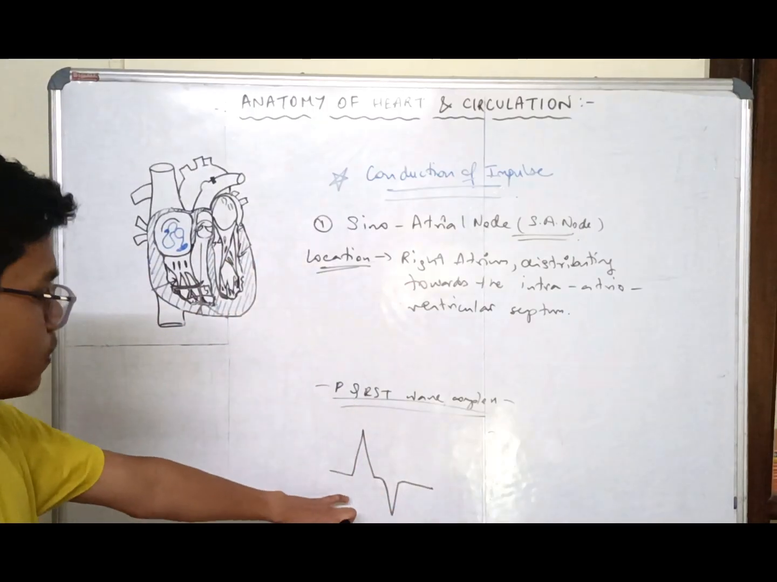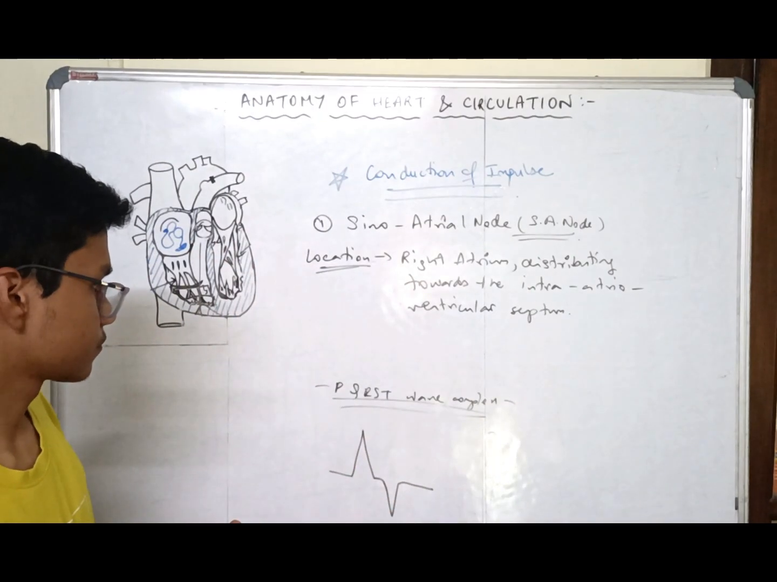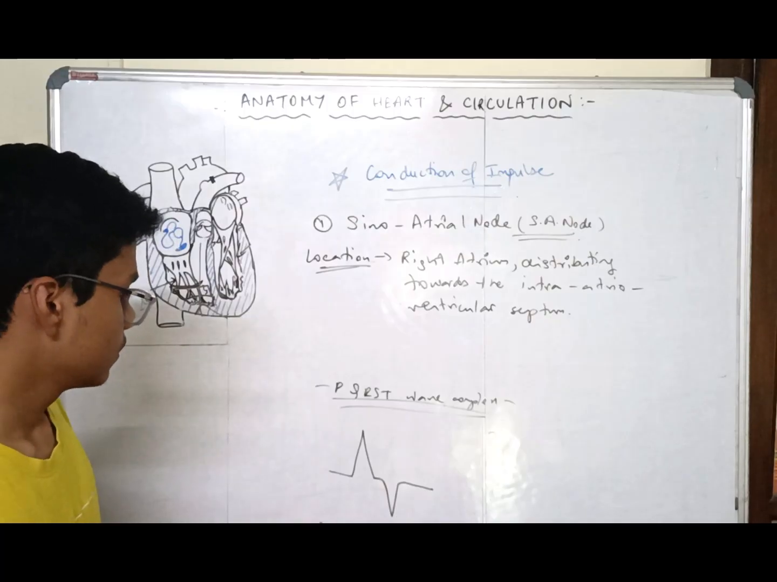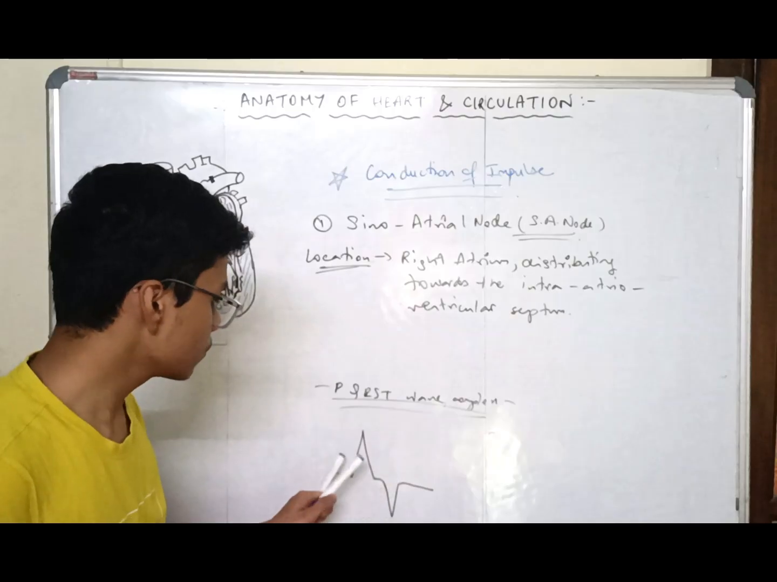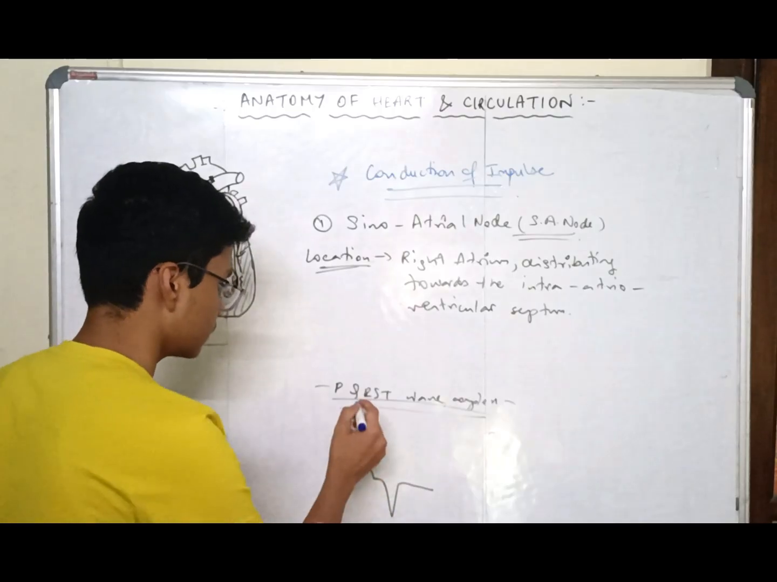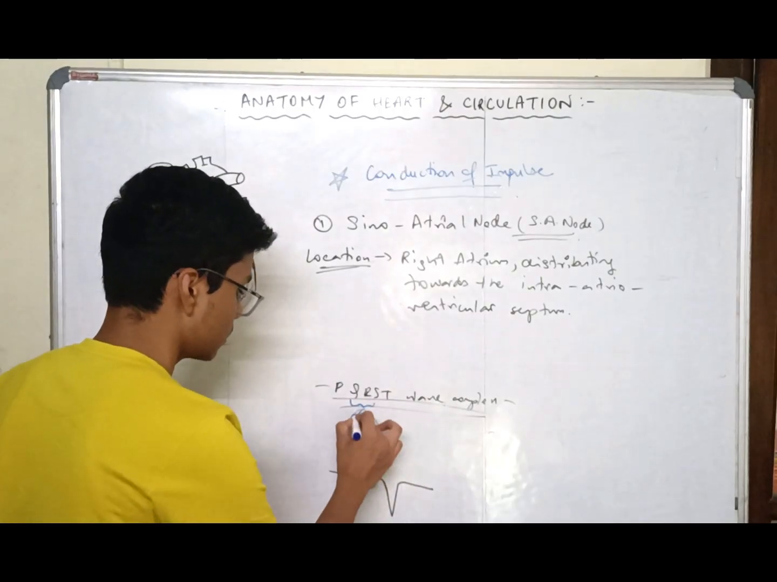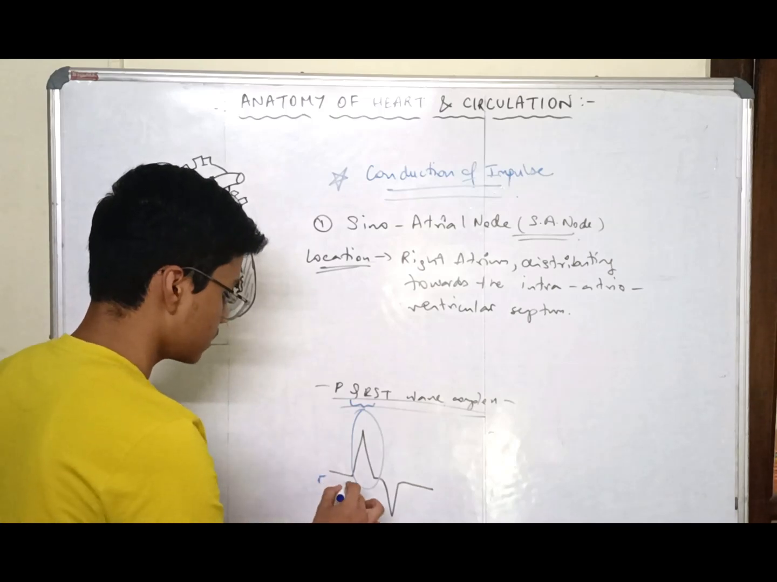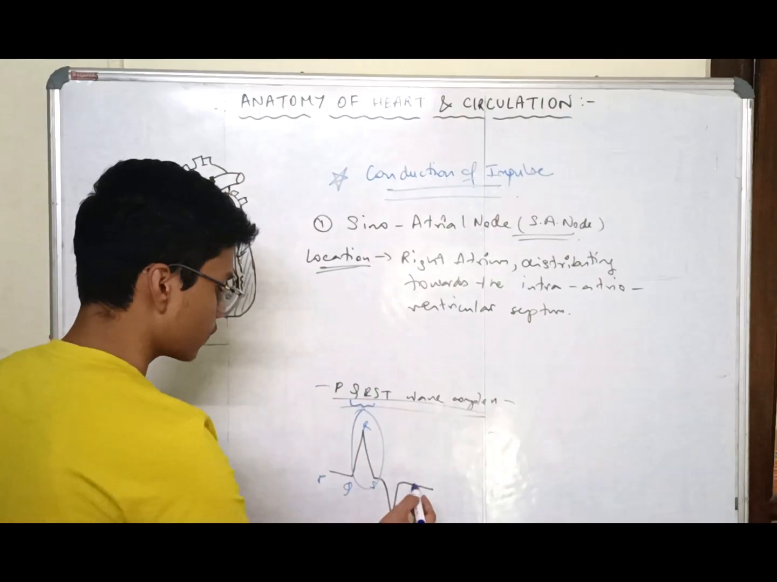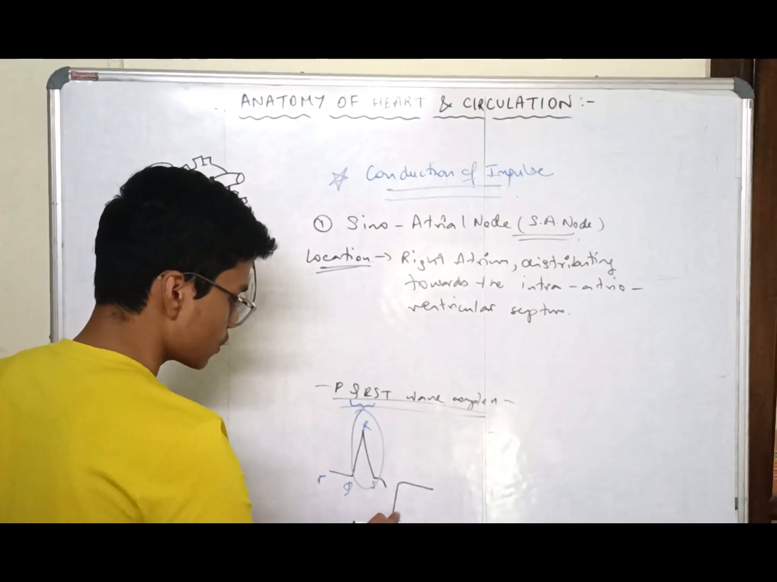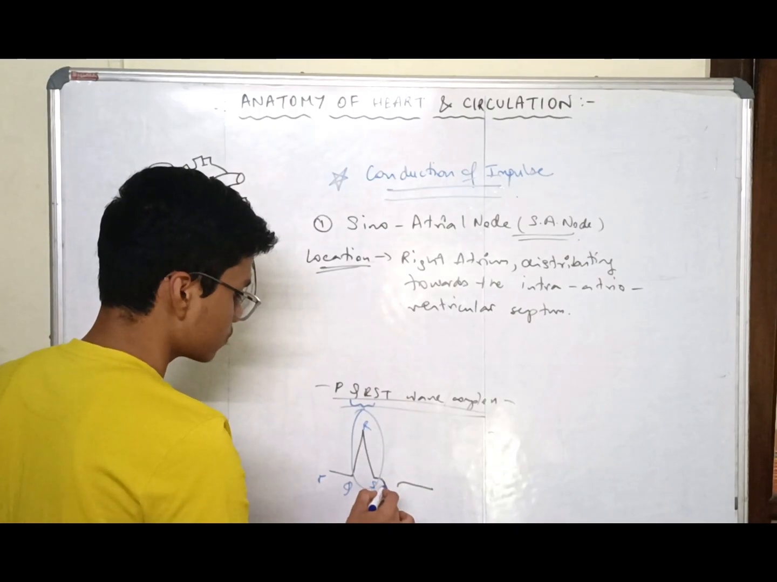The wave must go roundabout like this, and somewhat this. This wave is called the QRS complex. This is P, this is Q, this is R, this is S. And from S to T it can be either like this or somewhat it can go like this.